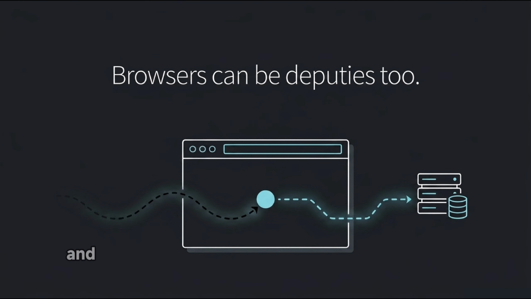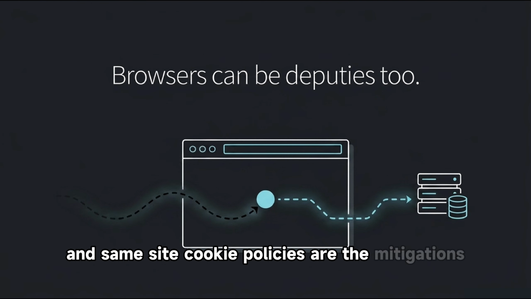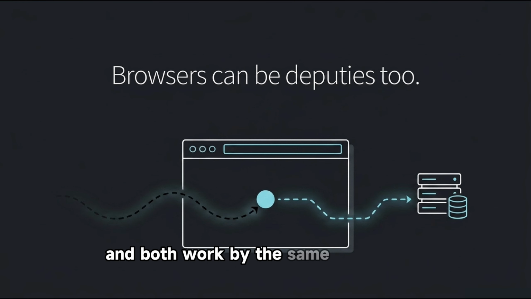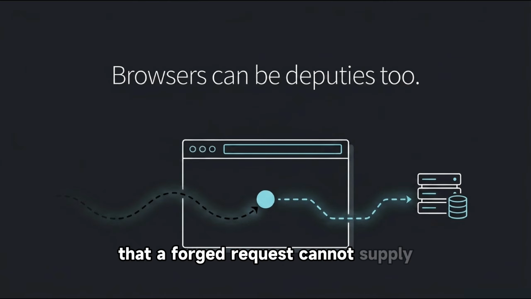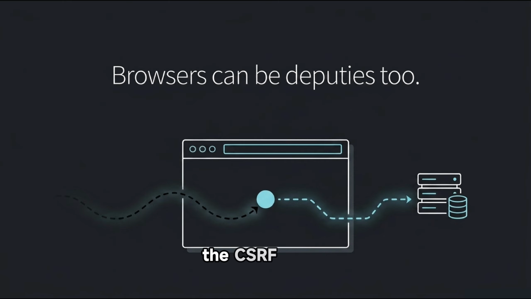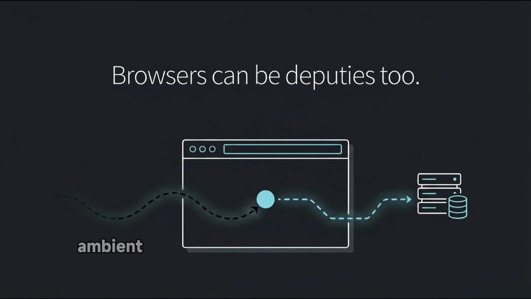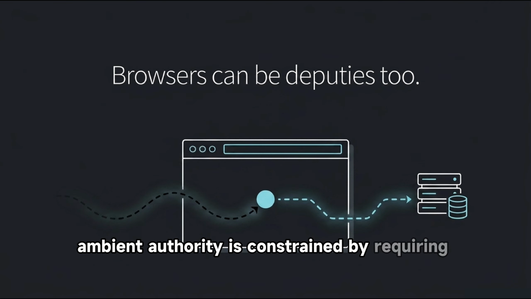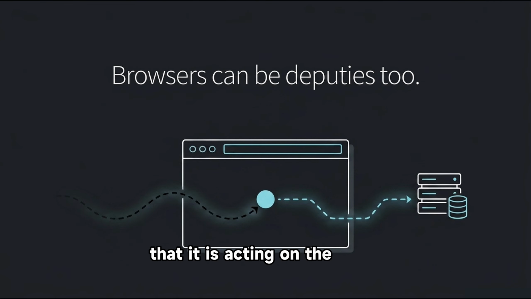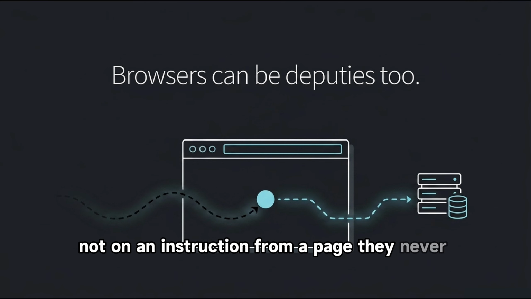CSRF tokens and same-site cookie policies are the mitigations, and both work by the same mechanism. Adding authorization context the server can verify that a forged request cannot supply. The session proves the user's identity. The CSRF token proves the request originated from a page the user was legitimately on. The browser's ambient authority is constrained by requiring evidence that it is acting on the user's actual behalf, not on an instruction from a page they never trusted.